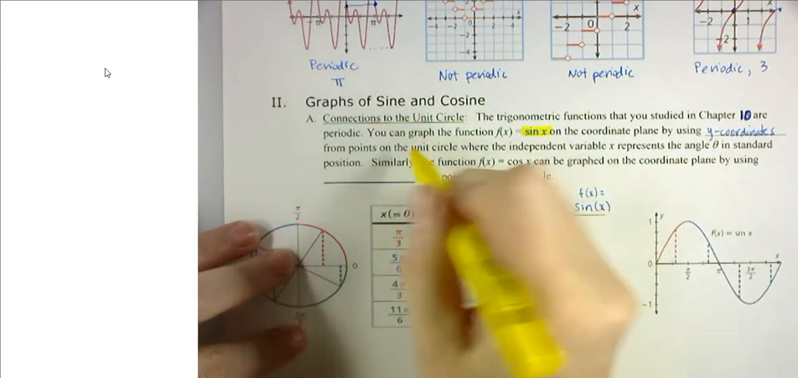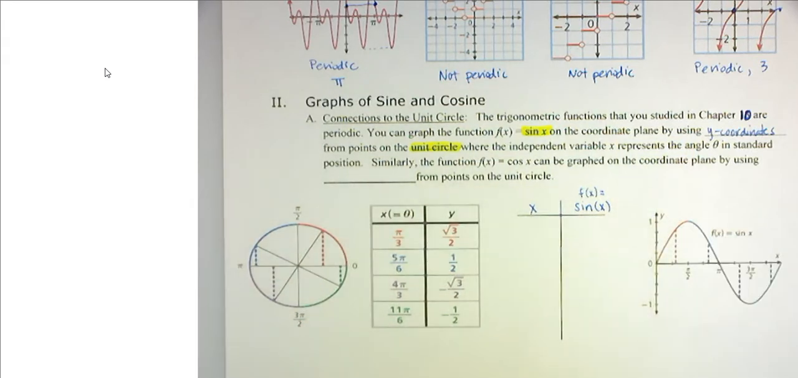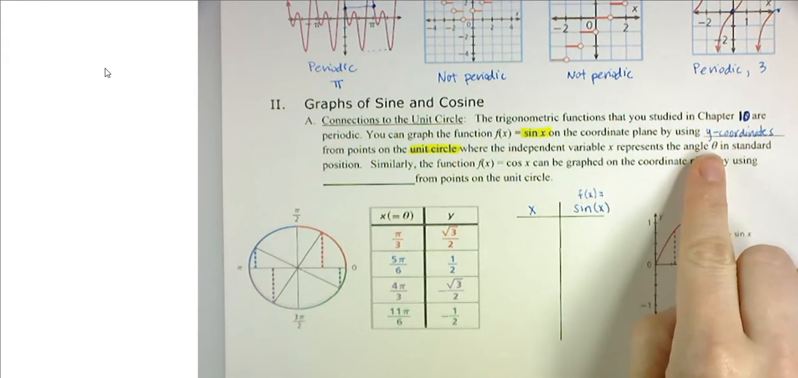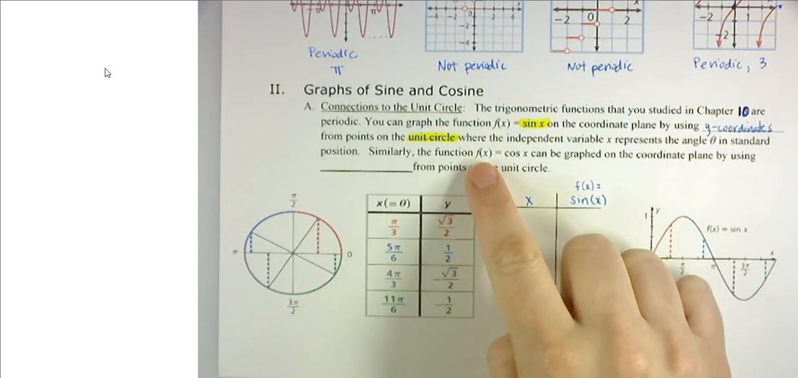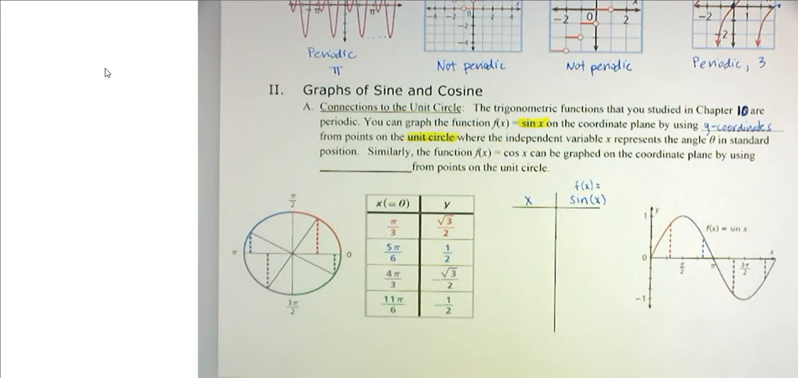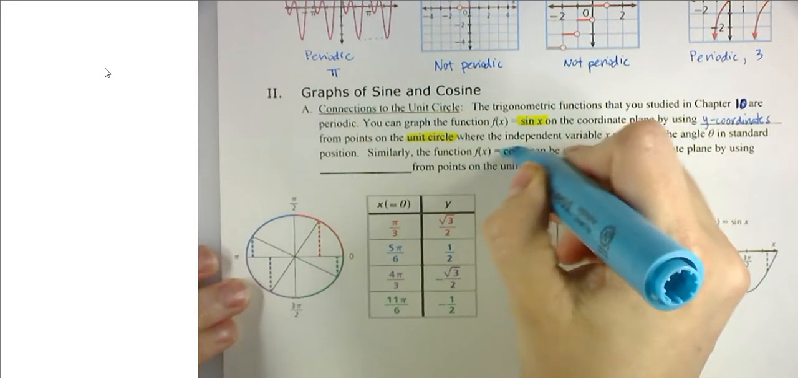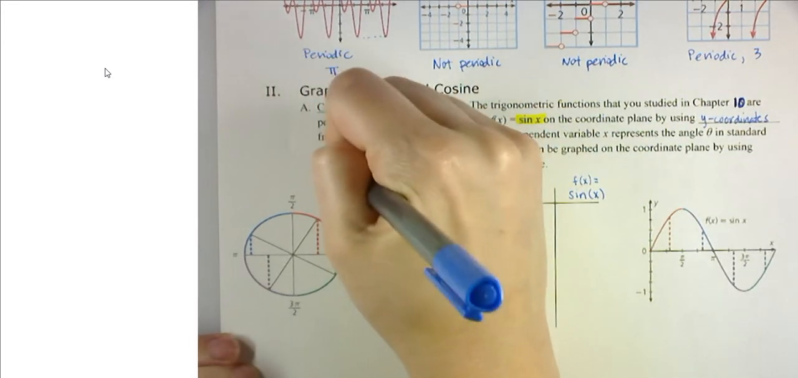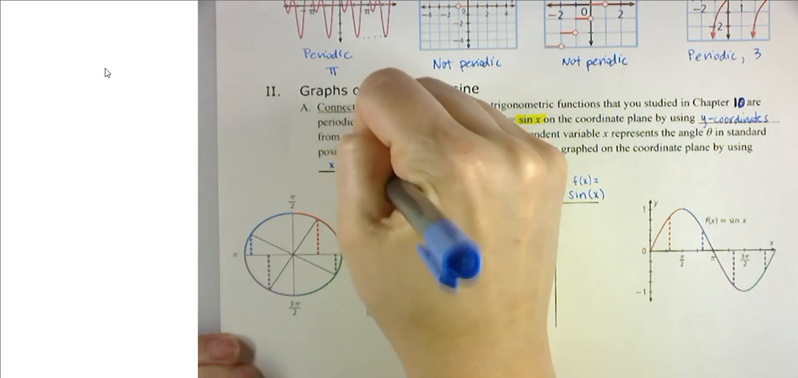And then you could also graph cosine by using which point on the unit circle? Cosine can be graphed by using the x coordinates. So here are some examples below. A lot of these were taken from your textbook.